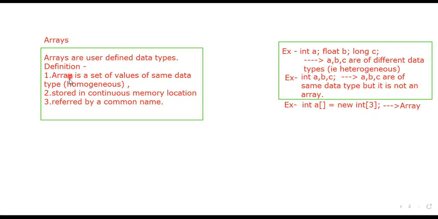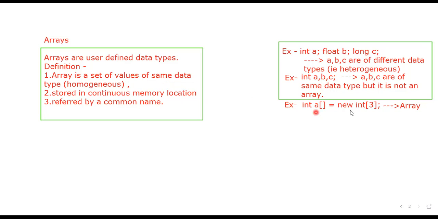See here, an array is a set of values. A set of values means more than one value. Understood? Yes, ma'am. Array comes into the picture when you are having multiple data. We use an array when we have multiple data sets, right? So an array is a set of values having the same data type.